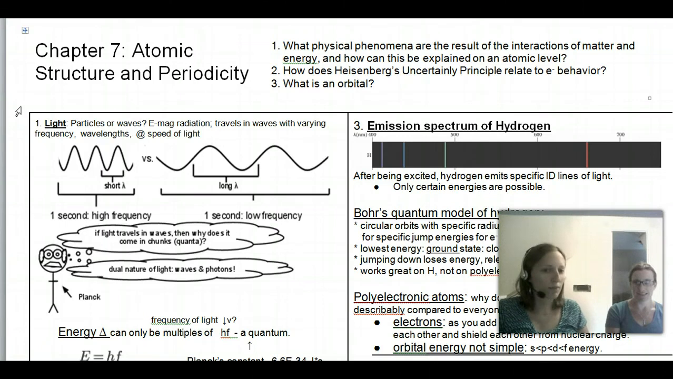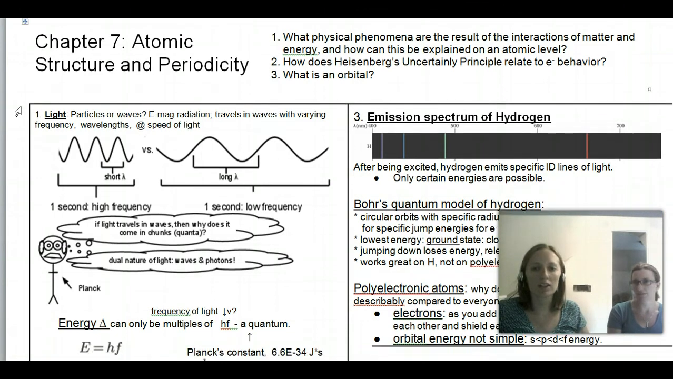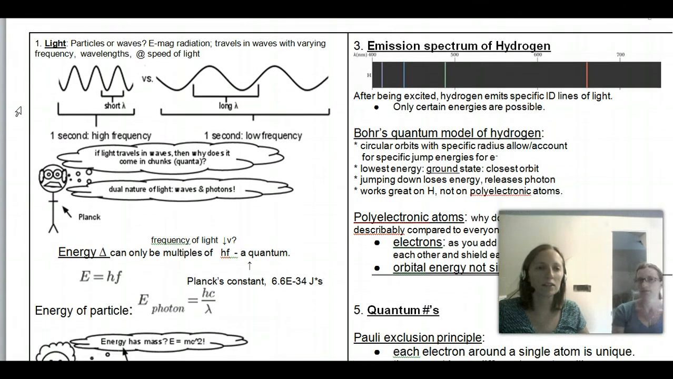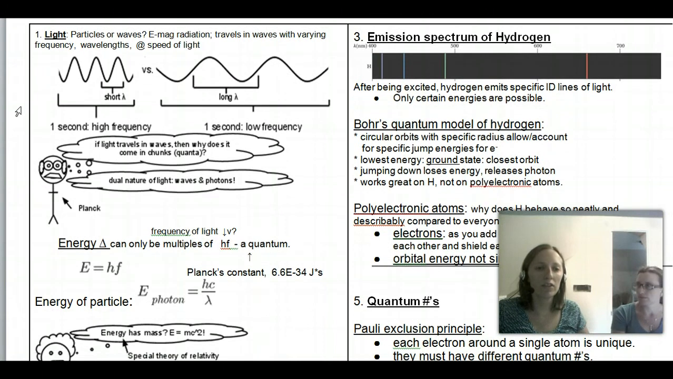All right, today we are doing chapter 7, which is about atomic structure and periodicity. And we are going to start with a discussion of light. Back in the day, in the early 1900s, they had basically decided that light was waves. And so a couple of things ended up being sort of confusing when they studied them further.